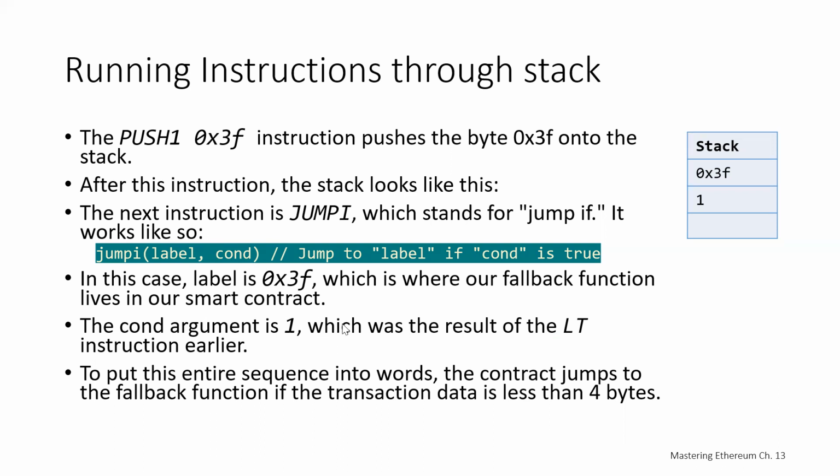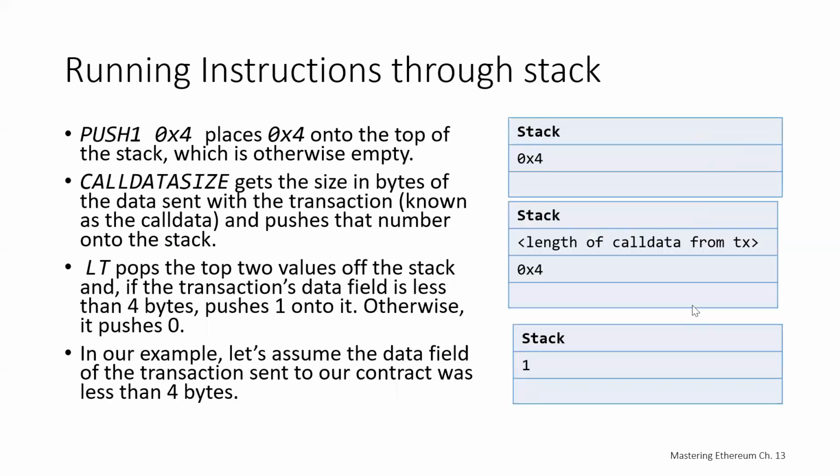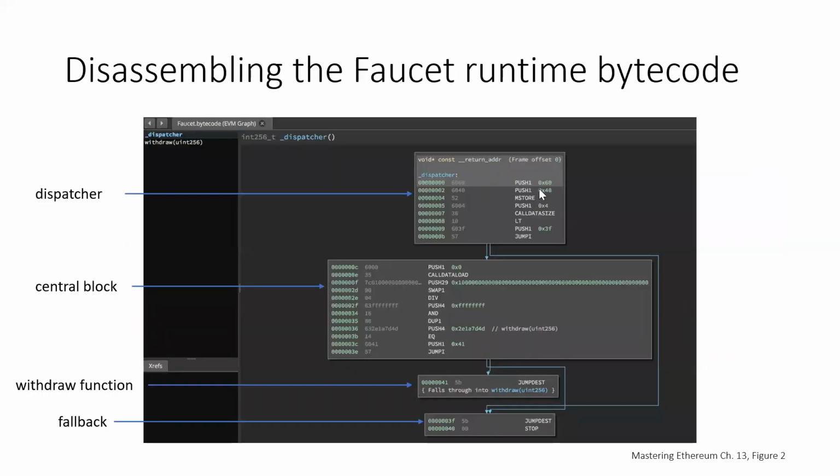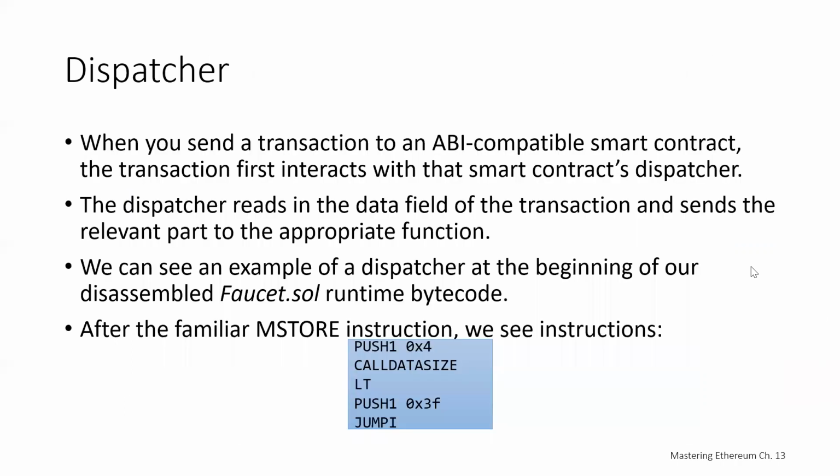So basically what this entire sequence is doing is jumping to the fallback function if the transaction data is less than 4 bytes. If we go back to our little dispatcher here, if the transaction data is less than 4 bytes, we go to fallback. Otherwise, we're going to go through here and then through there into the withdrawal function.